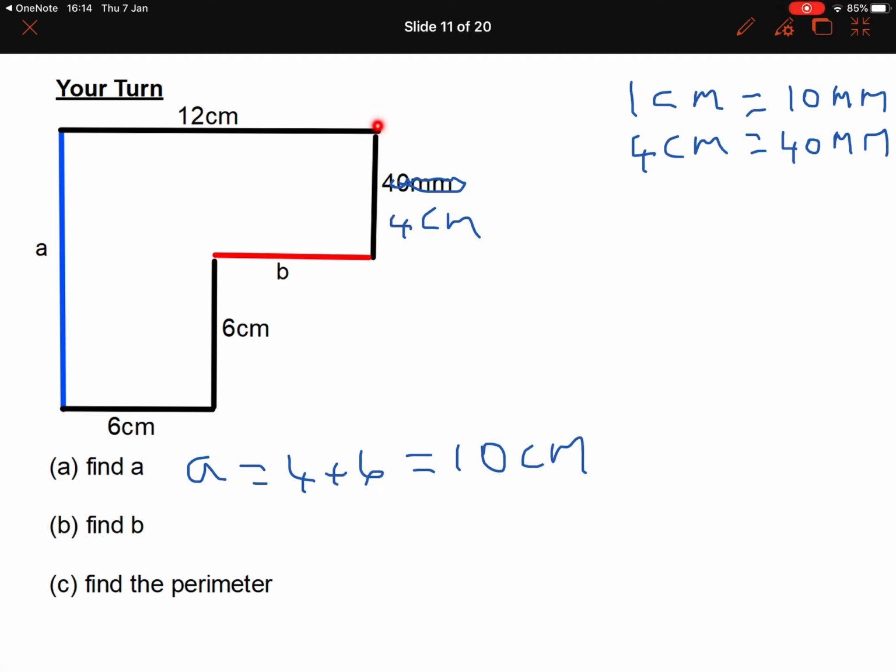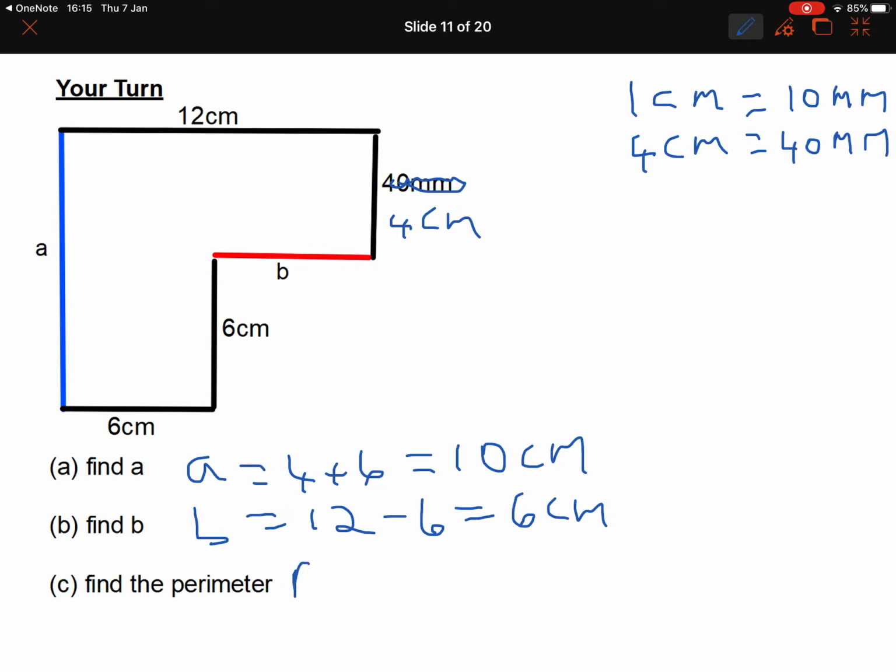Right, if we look at B, the distance from this point here to this point here is 12 centimeters. And we know that the distance from there to there is 6 centimeters. So to get B, I need to see what I need to add to 6 to get 12. Okay, so therefore we're subtracting. So the value of B is 12 minus 6, which is 6 centimeters.